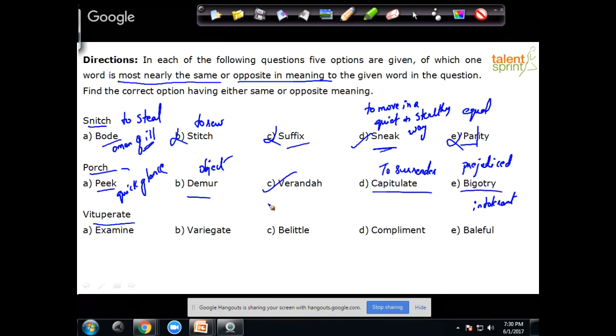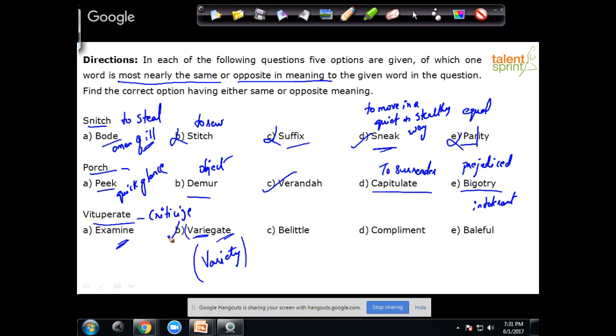C, it's a synonym. Vituperate. Vituperate means to criticize somebody. Right? You are angry, you're rebuking them. To criticize, to rebuke. Examine, unrelated word, to go over something. Variegate, even if you don't know this word, look at the prefix. It has to have to do something with variety.